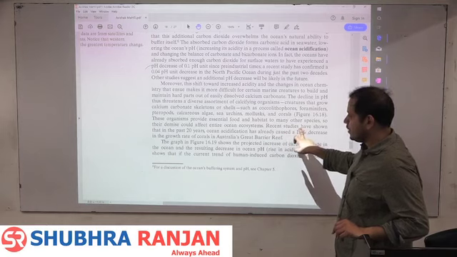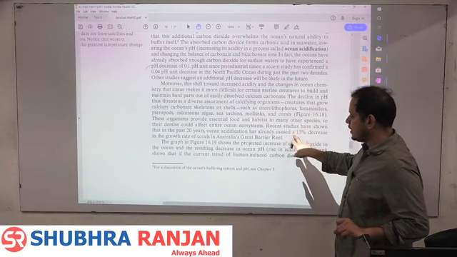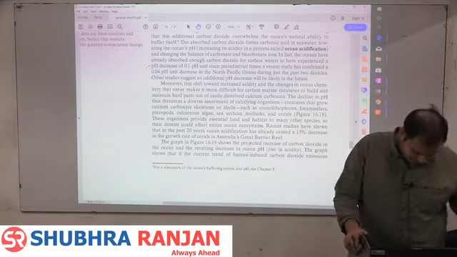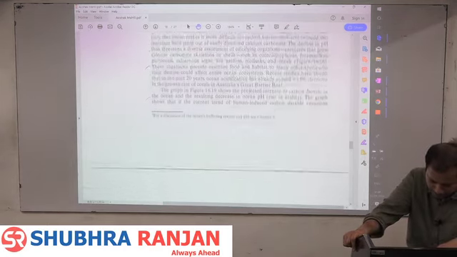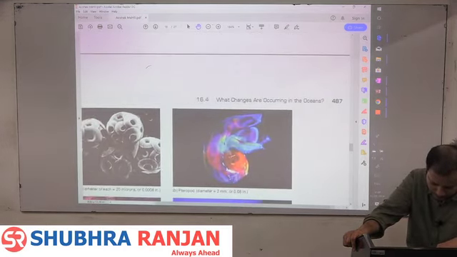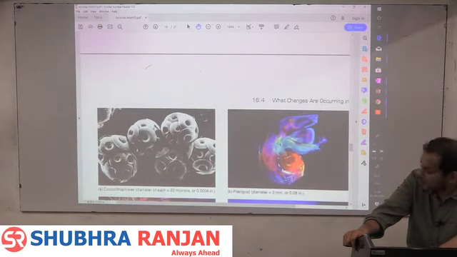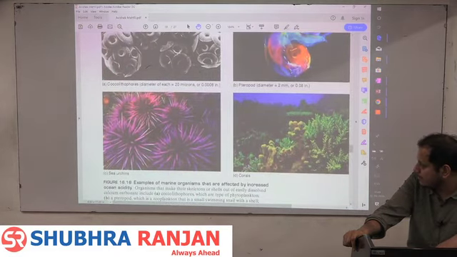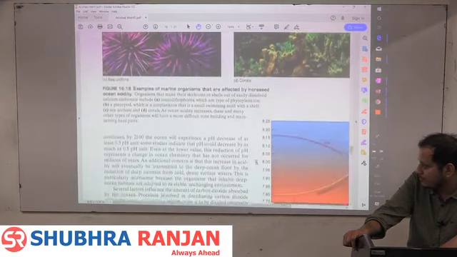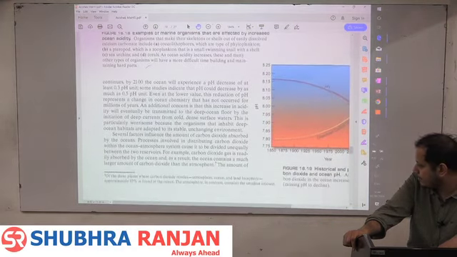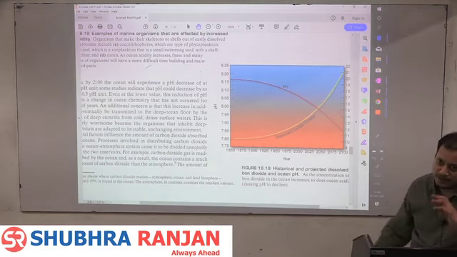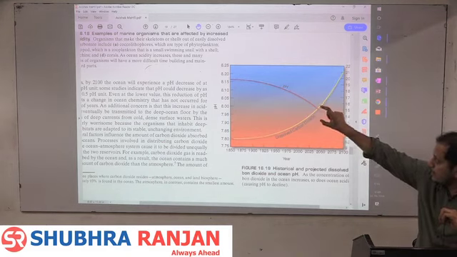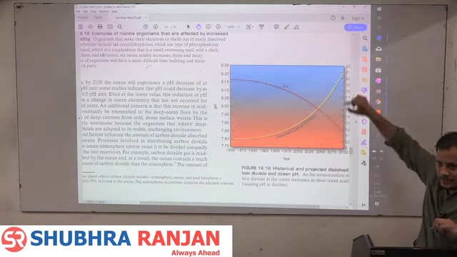Example, recent studies have shown that in the last 20 years, ocean acidification has already caused a 15% decrease in the growth of corals in Australia's Great Barrier Reef. So you see the animals in the pelagic environment, right? And this is the diagram for the ocean acidification. Very good diagram. pH is decreasing as the dissolved carbon dioxide is increasing.